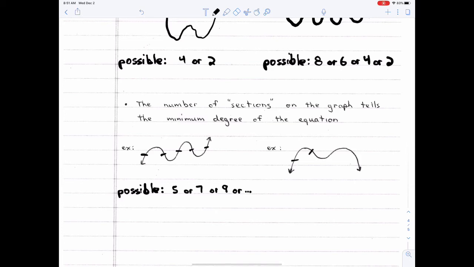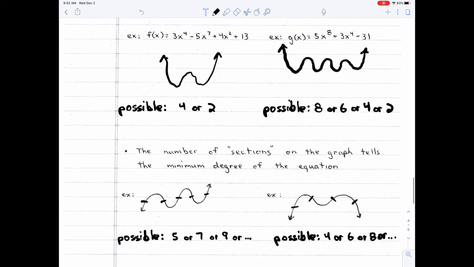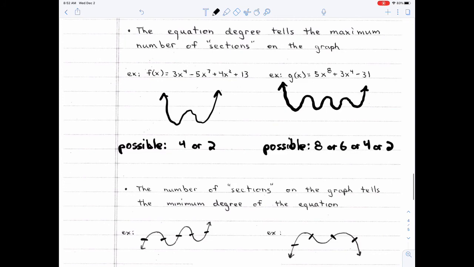Here there are 4 sections. What's possible? That this is x to the 4th, but it could be 6, but it could be 8, et cetera, et cetera. Okay? Again, these are all kind of like minor things. I'm not saying you don't need to know them, you do. But for the most part, the number of sections is going to be the same as degree.